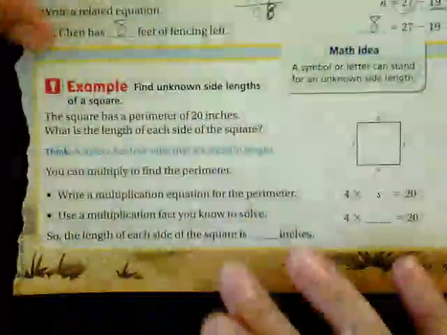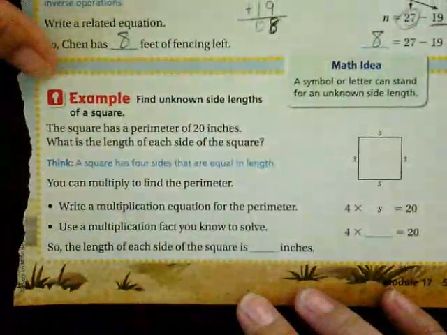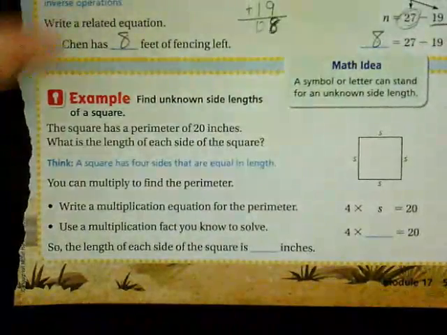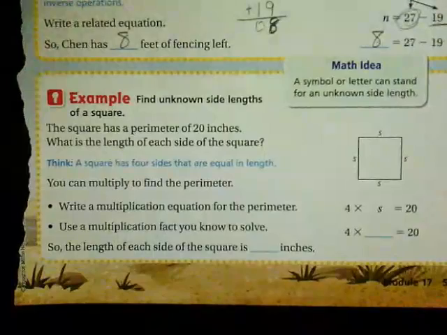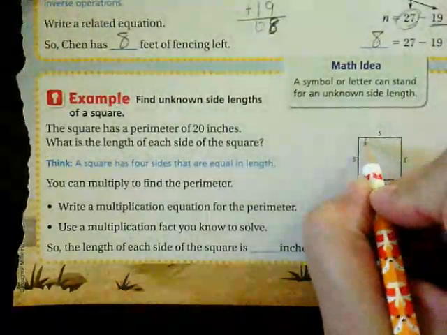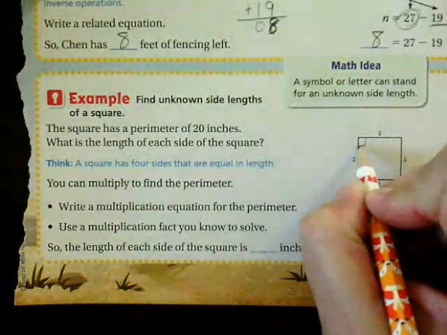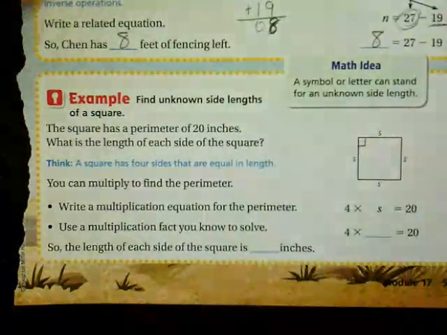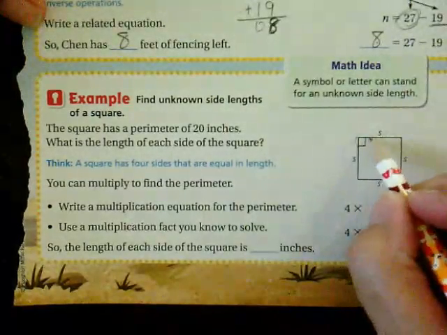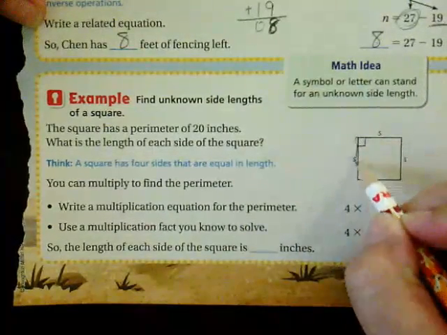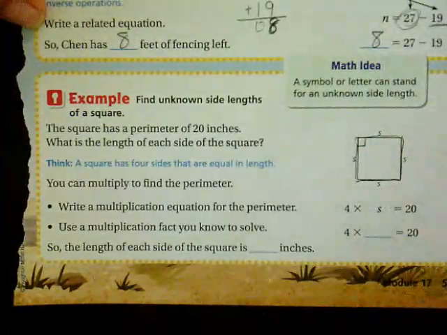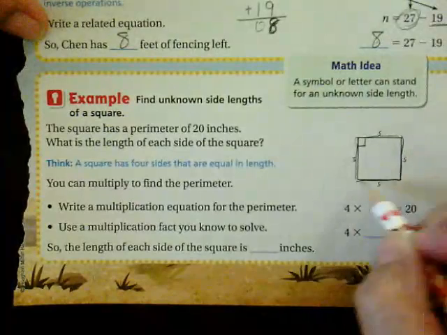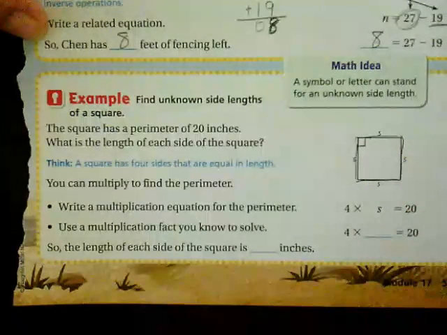Let's do another one. Find unknown side lengths of a square. Okay, we've talked about our shapes. We know that a square is a special kind of rectangle. It has 4 sides. Each vertex is a right angle, which means that it's 90 degrees. We know that each length in a square is the same. It has 4 sides that have the same length.